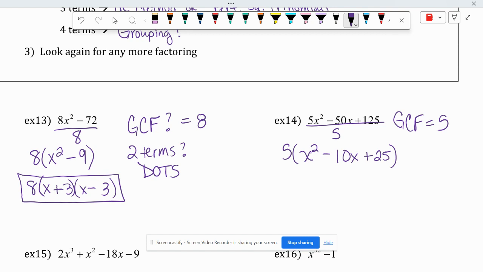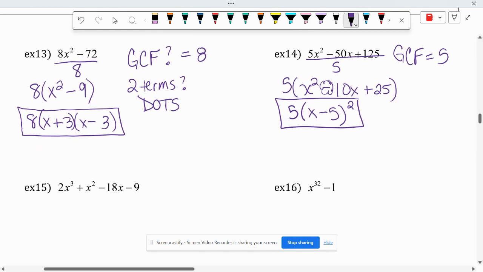What's the square root of 25? 5. What's 5 times 2? Is that your middle term? Yeah. Oh my goodness. So this is going to be 5 times. See how this is negative right here? That means it's going to be x minus 5, the quantity squared. Could you use the AC method with this? Yeah, you're just going to get x minus 5, x minus 5. So if you don't recognize that it's one of those perfect square trinomials, you can use the AC method for sure, okay?